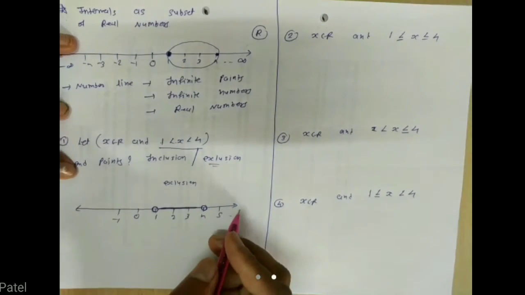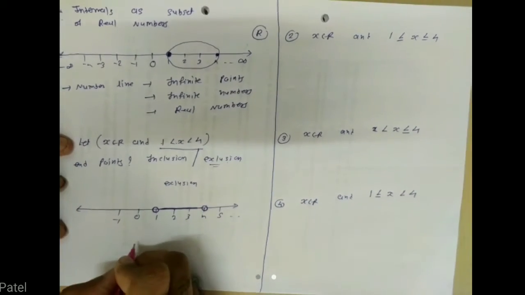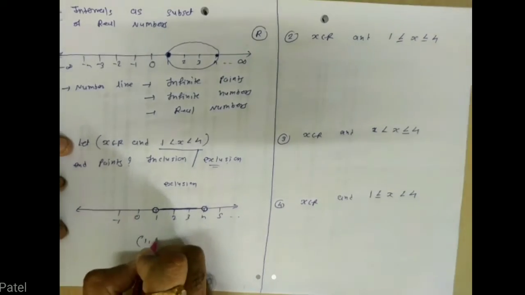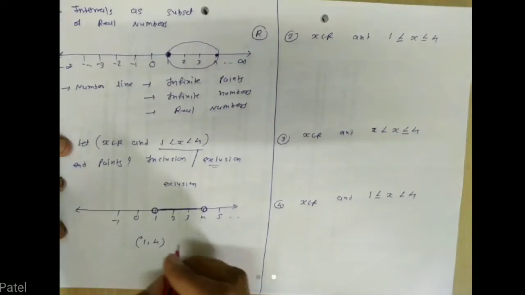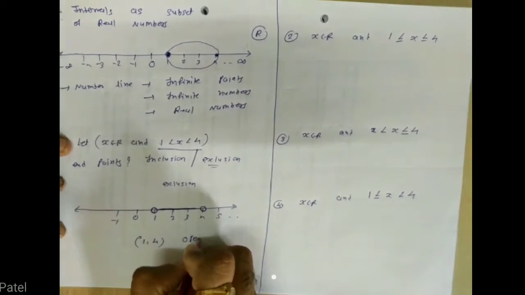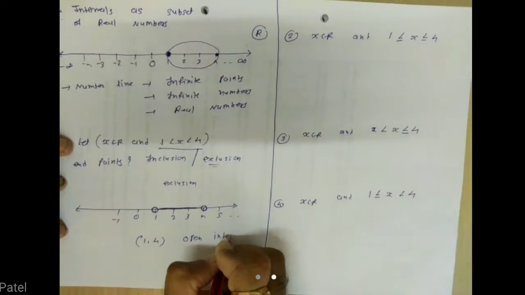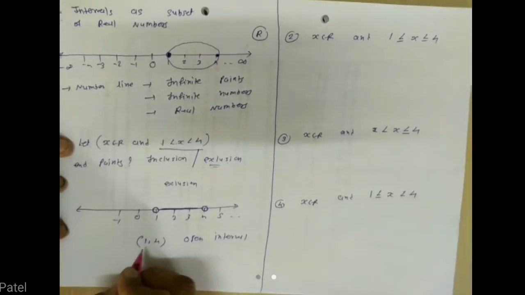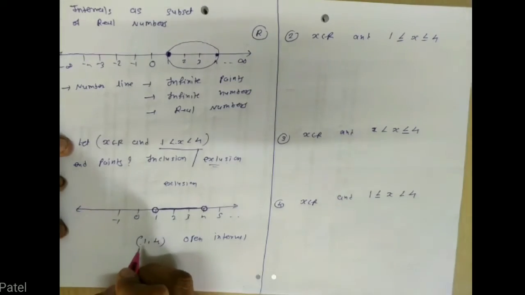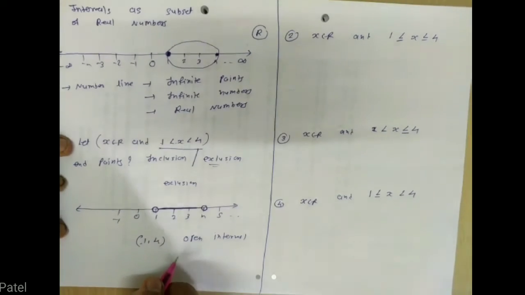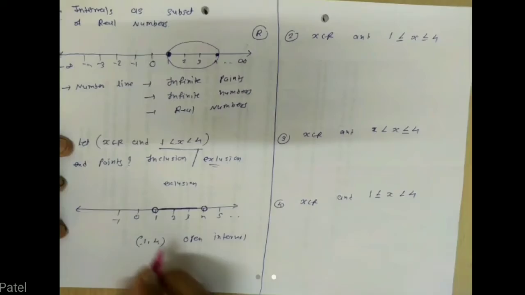Done. तो इसको हम इंटरवल में लिखेंगे (1, 4). इसको बोलते हैं हम ओपन इंटरवल. The meaning of this one is open interval. Open interval means 1 is not included, 4 is not included. That means we exclude endpoints 1 and 4. इसमें किसी को कोई डाउट?